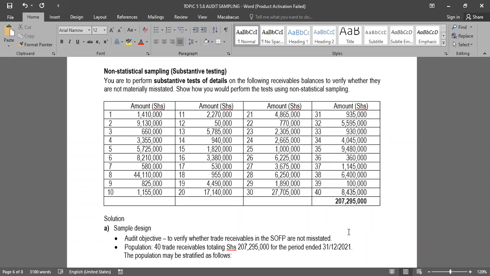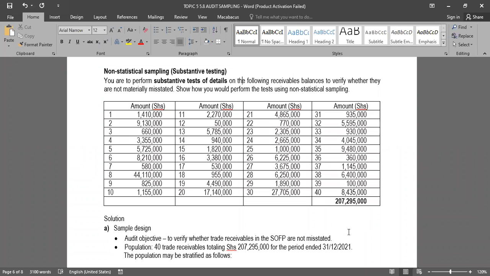Of course, you can't audit all of them. You can't write external confirmations to all 40 people. So we do sampling. In sampling, we choose a few, but you don't just choose them. You follow a few procedures, then you choose those, and then perform audit procedures on them.